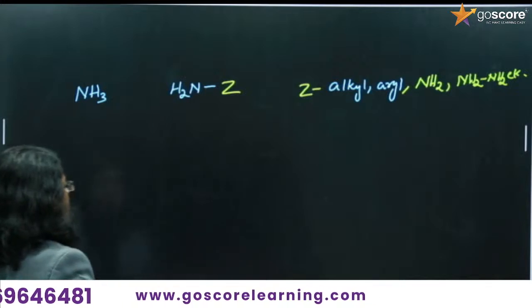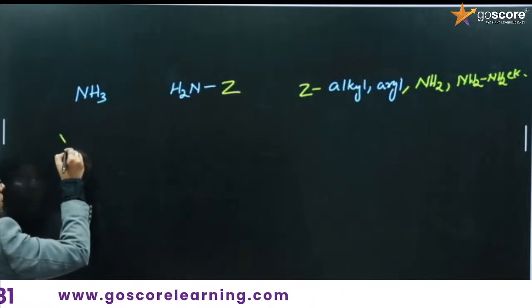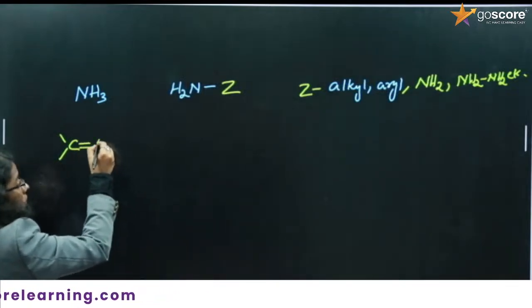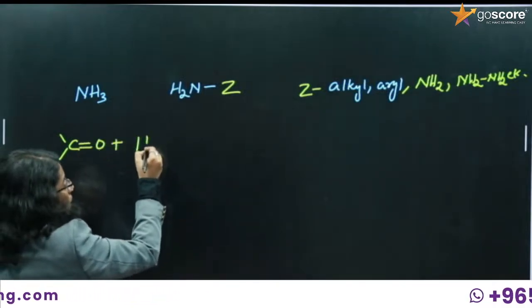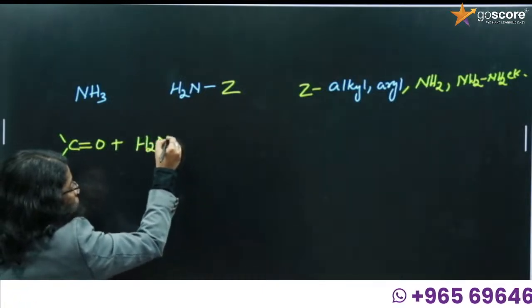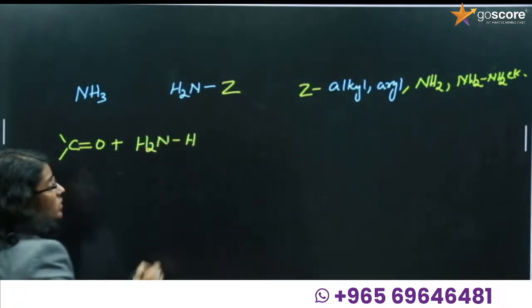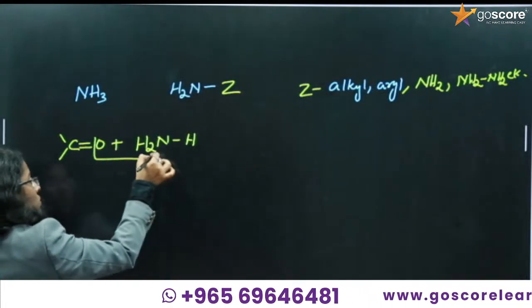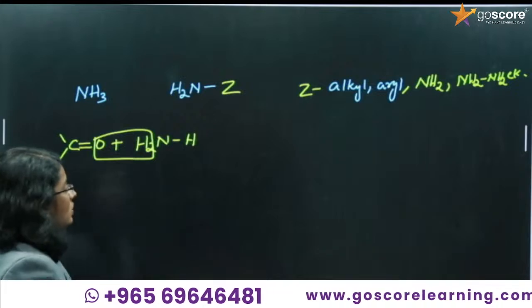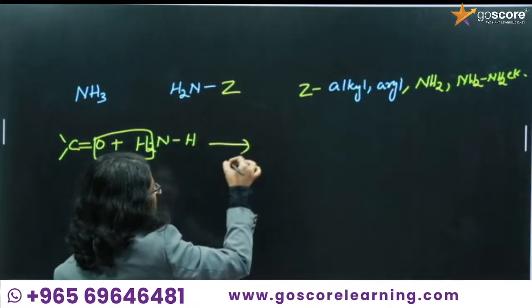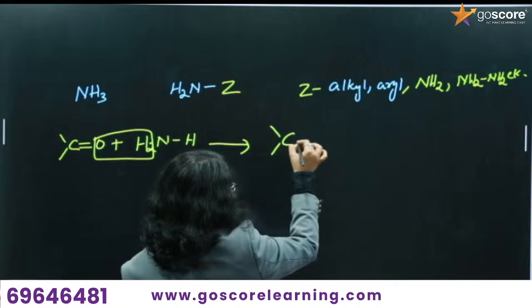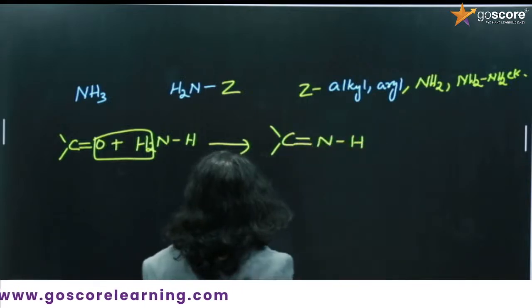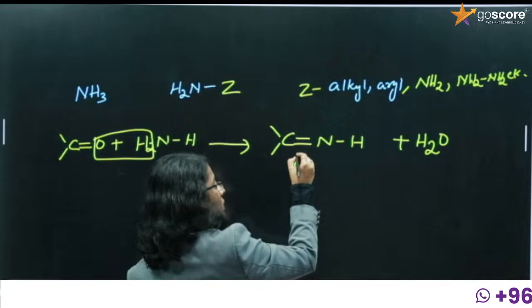So first we are treating the carbonyl compound with ammonia, that is NH2H. Just eliminate the water molecule. Then you will get the product as C=NH, imine.